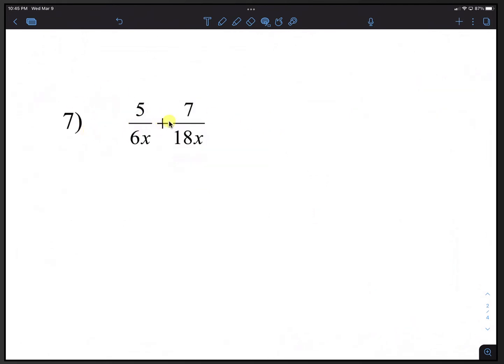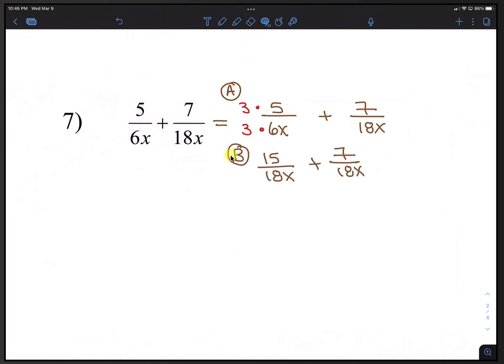Okay, in number 7, we're adding these two fractions together, so we need to get a common denominator. The common denominator is going to be 18x, because 6 can go into 18. So we'll need to multiply this first fraction by 3 on the top and bottom. So in part A, we're multiplying this fraction by 3 on the top and bottom. And of course, that brings us to part B, where we have 3 times 5 is 15 over 3 times 6, that's 18x. And now that we have a common denominator, we'll just combine 15 plus 7. So we have 22 over 18x.